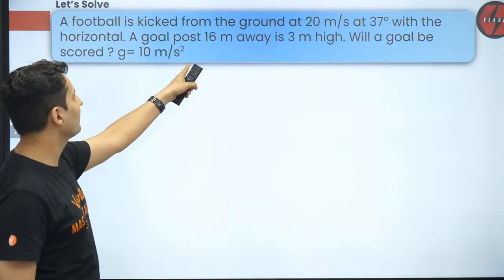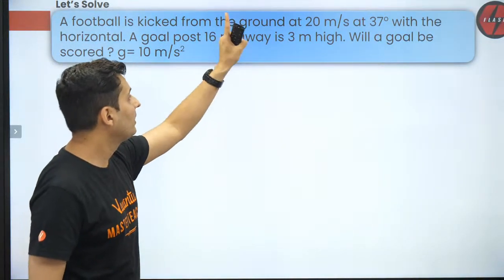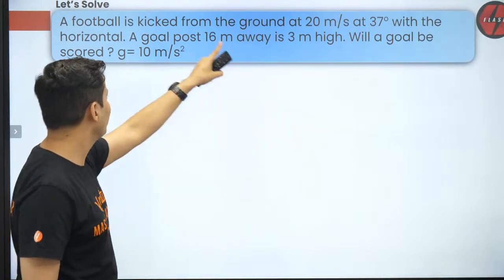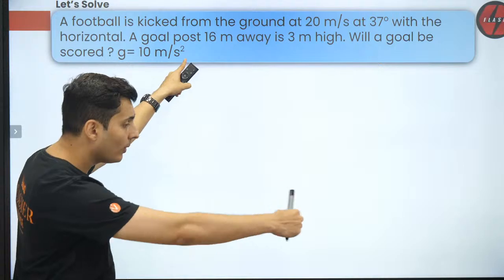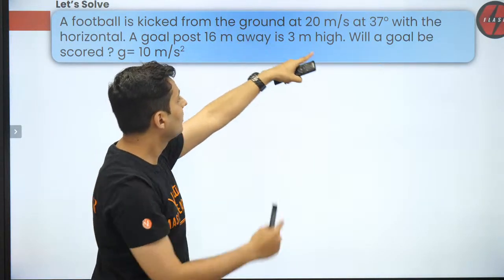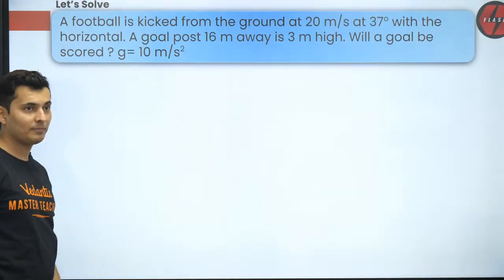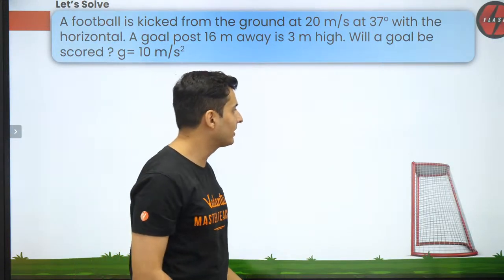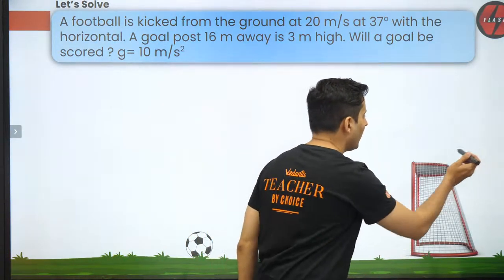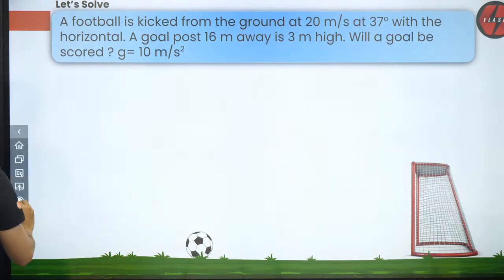A football is kicked from the ground at a speed of 20 at an angle of 37 with horizontal. A goal post 16 meters away is 3 meters high. Will a goal be scored or not? Let's see. So let's draw the diagram first. Here is the diagram.